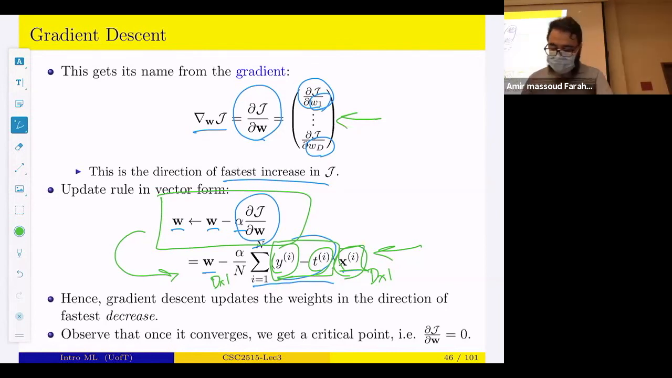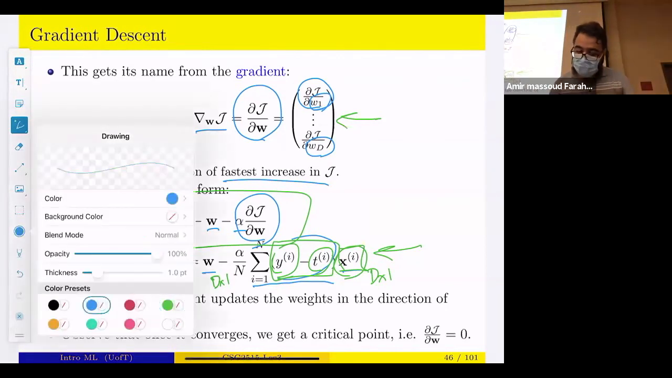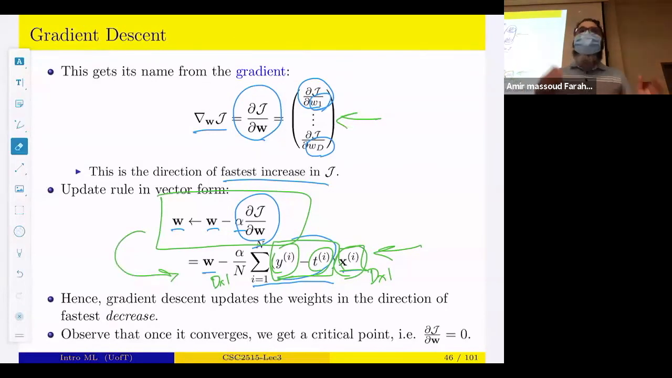Okay, the other thing that is worth mentioning is that if it converges, it converges to a point that is a critical point, so the gradient of J is equal to 0. Can you give me an intuition why that is the case? Why doesn't it converge to a point where the gradient is non-zero? No. The only way your update rule stops changing things is when the gradient is 0.